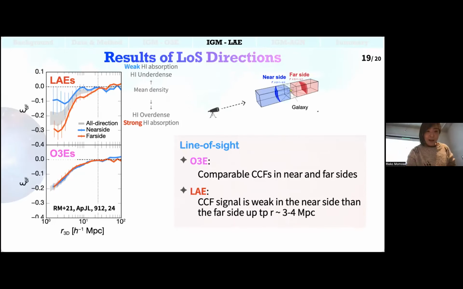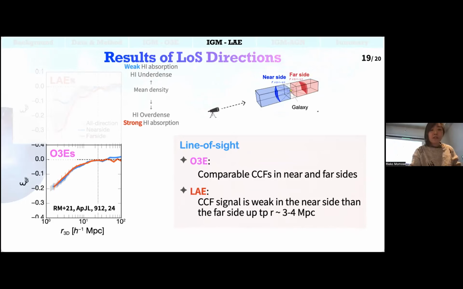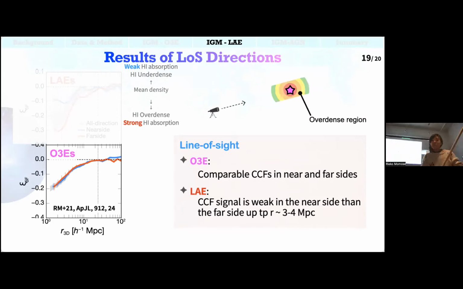So then next is for the line of sight. So again, the top panel is for Lyman alpha emitters and the bottom panel is for [OIII] emitters result. The correlation function along the line of sight show very different trends between Lyman alpha emitters and [OIII] emitters. So [OIII] emitters show no differences on the near and far side, colored in blue and red. That indicates [OIII] emitters distribution in the IGM just follow its density across the line of sight.